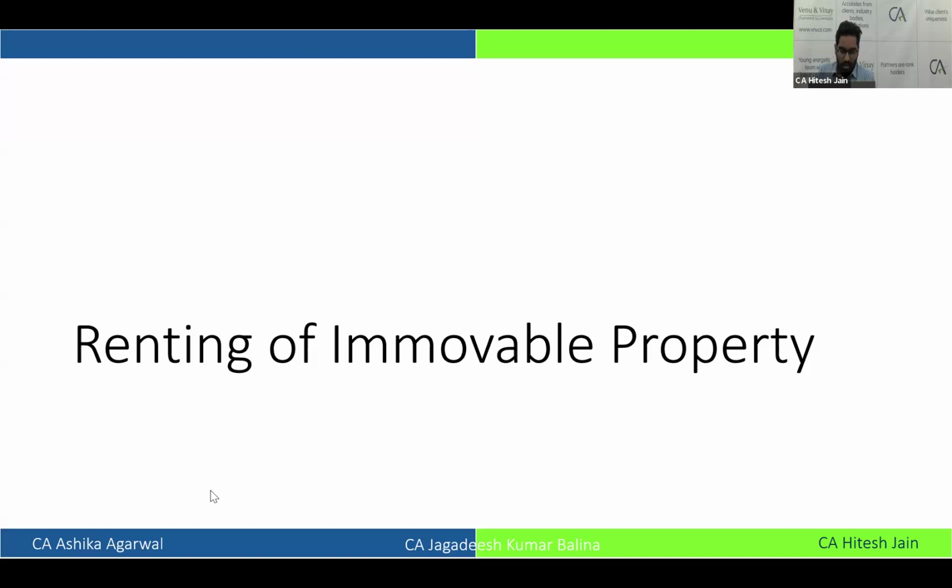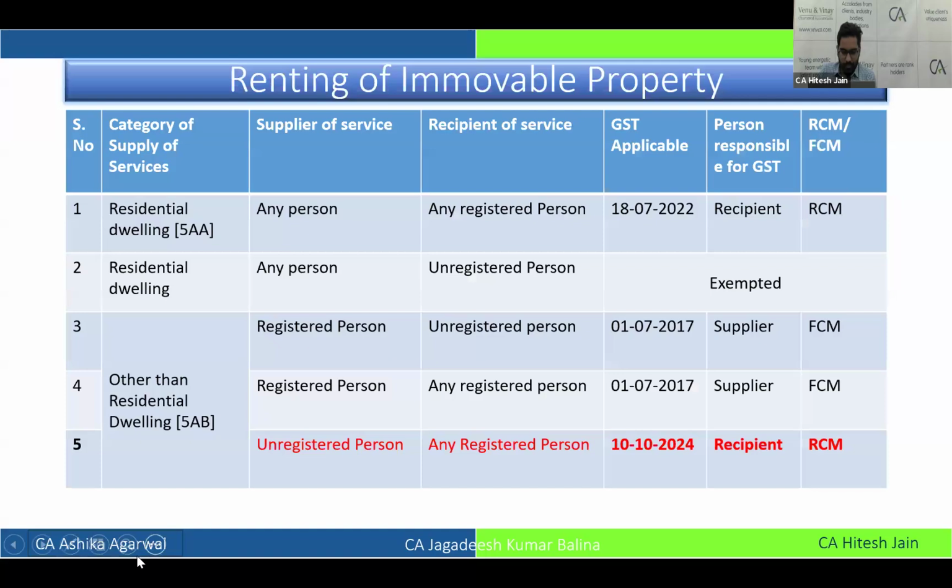Renting of immovable property, there has been another introduction of RCM in this sector as well. Earlier, for renting of residential property, if the supplier of the services was unregistered, then it was brought under the purview of RCM. But recently, for renting of commercial property, if the owner of such commercial property is unregistered and the service recipient is a taxable person, then the service recipient now becomes liable to pay taxes under the reverse charge basis. This has been notified with effect from 10th October 2024.